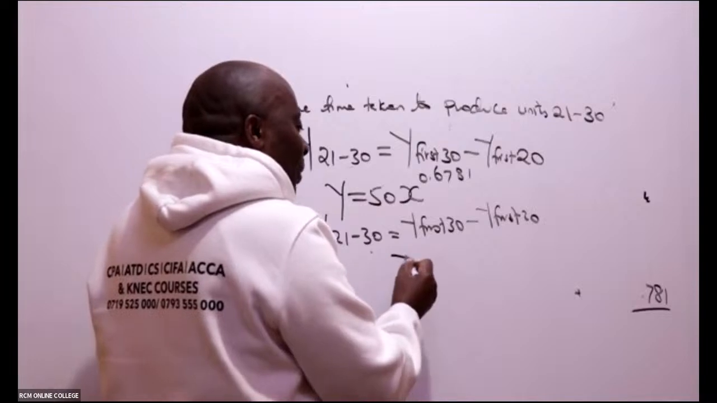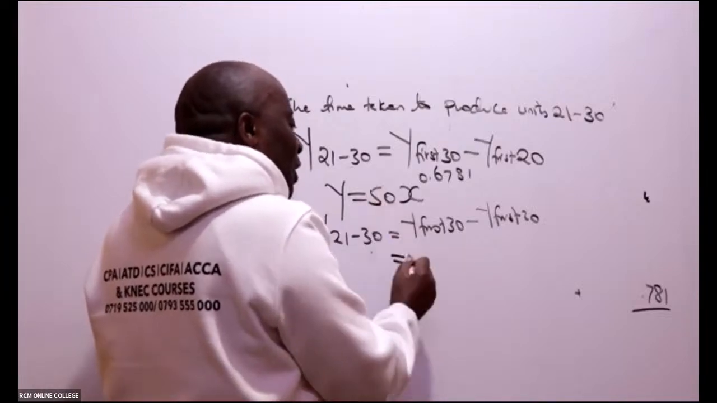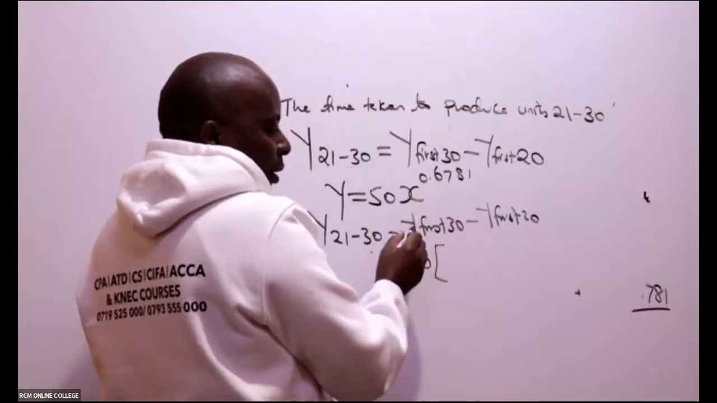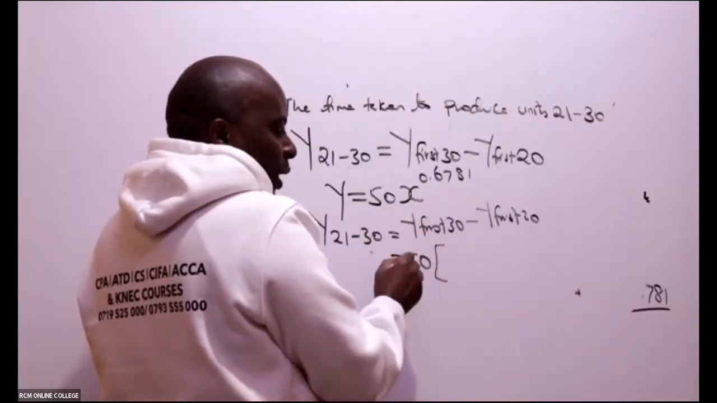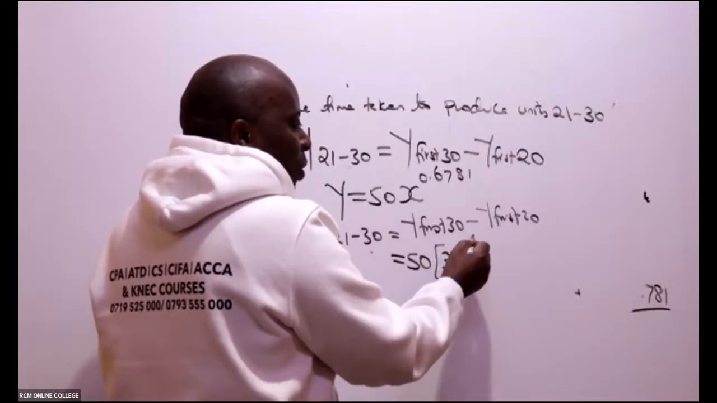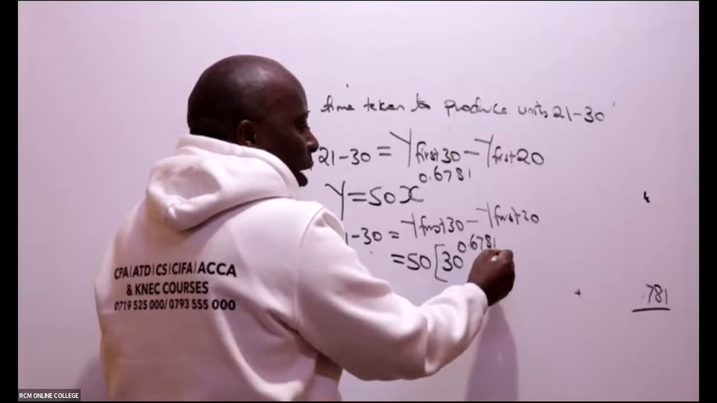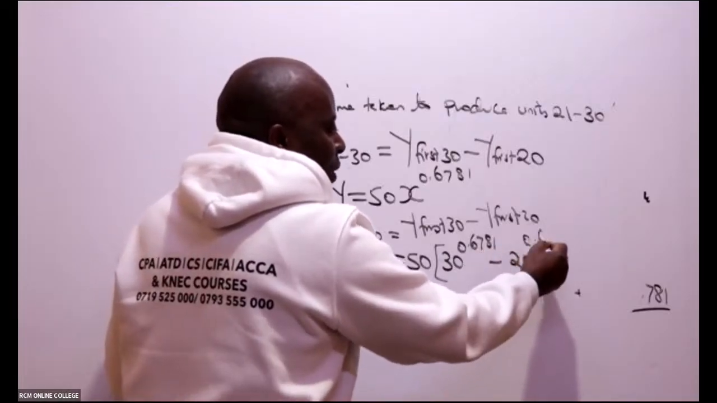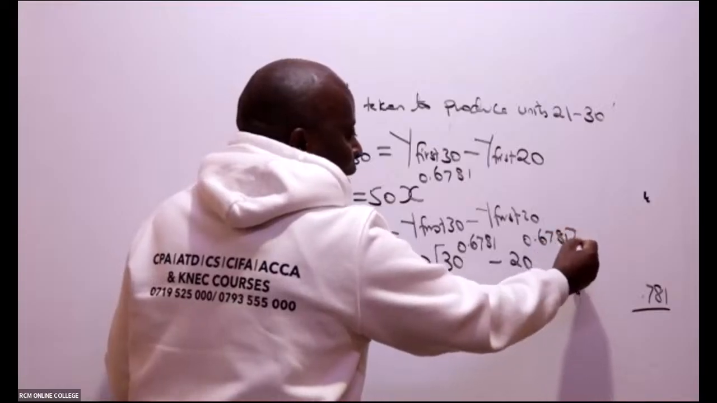If we're in agreement, I'm plugging in. This 50 will be applicable to each of these, so the 50 will be put outside. 30 is the first X there, so 30 raised to 0.6781 minus, this is the second X, 20 raised to 0.6781.